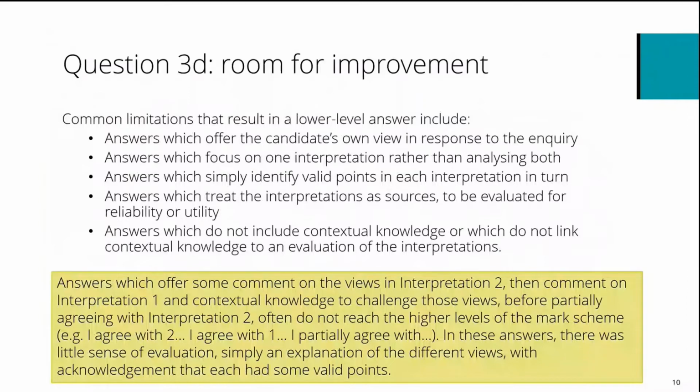So one thing students need to watch out for is if they simply provide an explanation of the different views and there's little sense of evaluation. For example, a student who agrees with interpretation 2, then agrees with interpretation 1, and then their conclusion doesn't really come down on one side. They sort of partially agree with interpretation 2. So it's really important that students plan their response to this and establish clear and valid criteria for how they're going to judge which interpretation is more convincing.